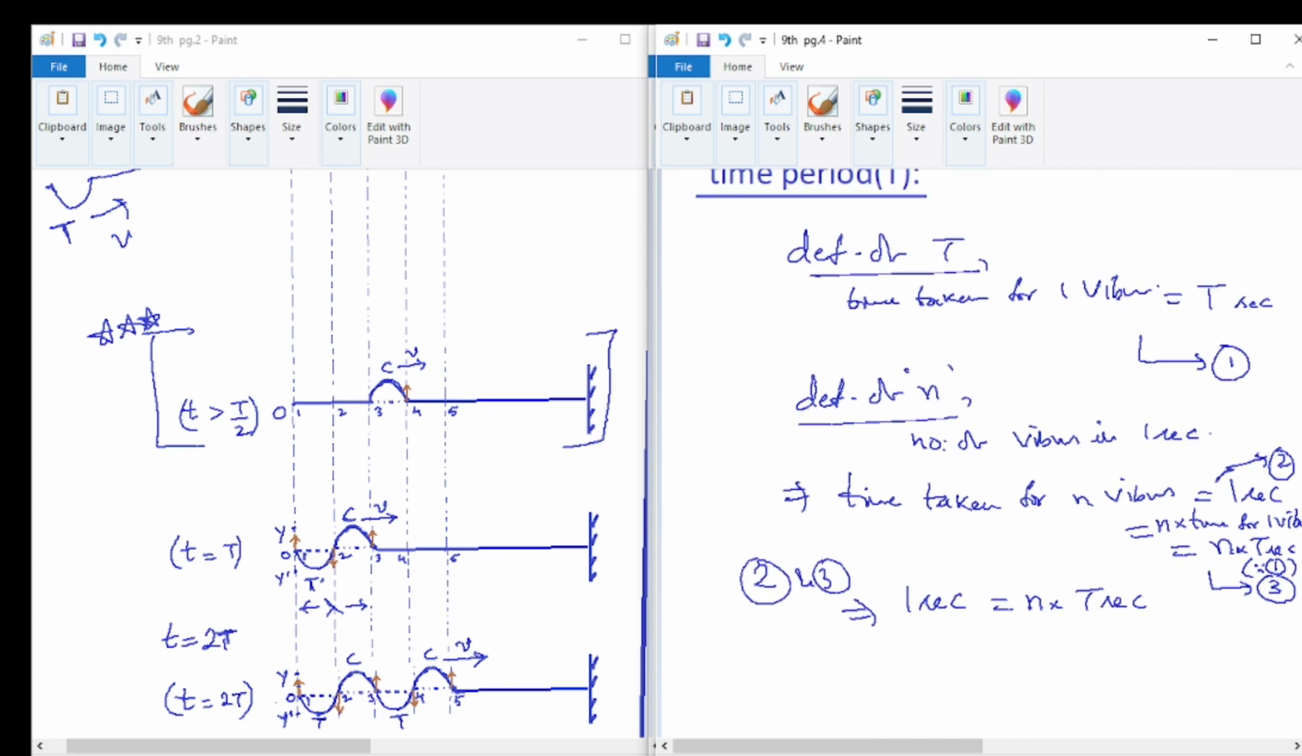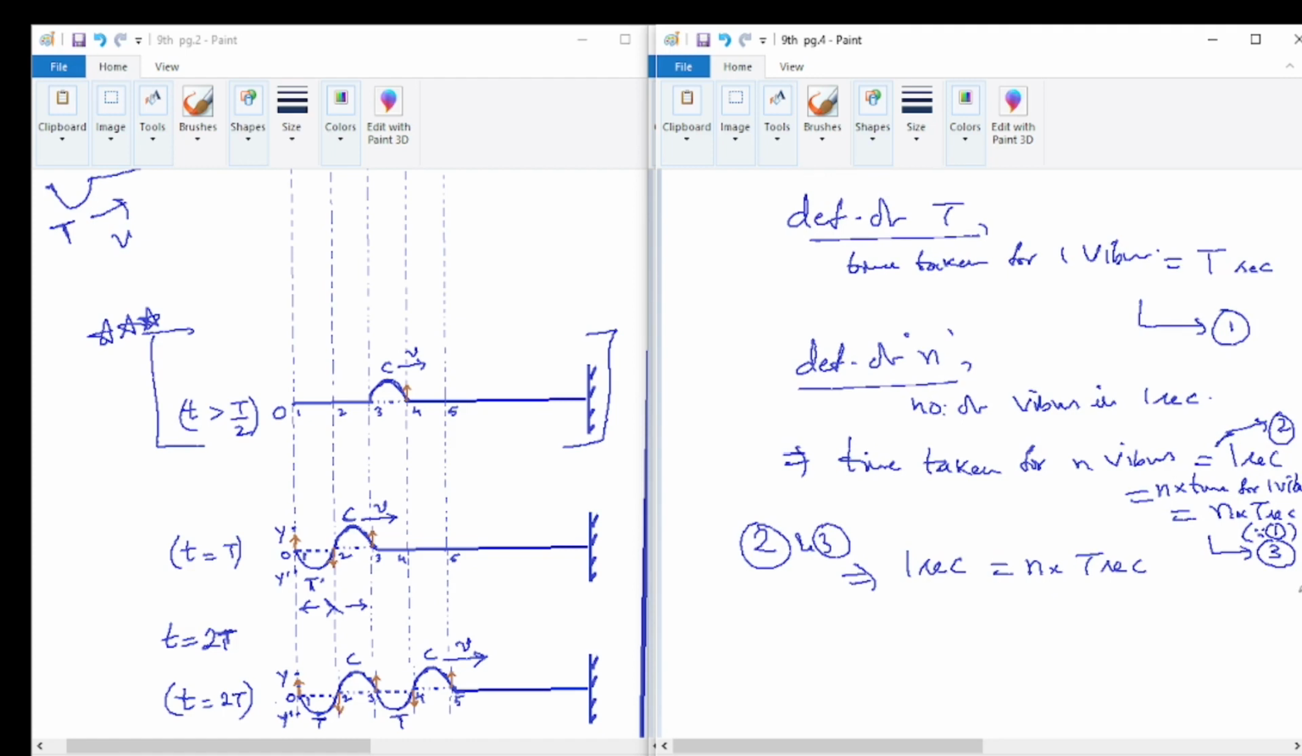So no complication here, no doubt here. If there is any doubt, just check these two steps once again, how the definitions are applied. It will become clear. So 1 second is n into t seconds. So ignore the unit second. 1 is what? So cancel off. We can just ignore.